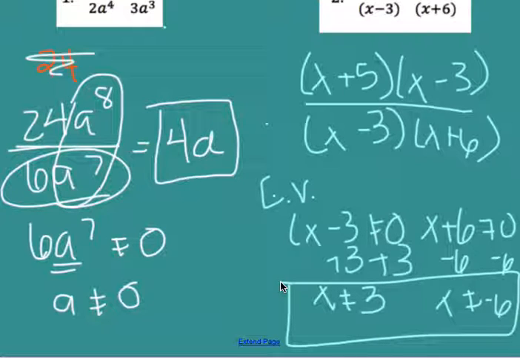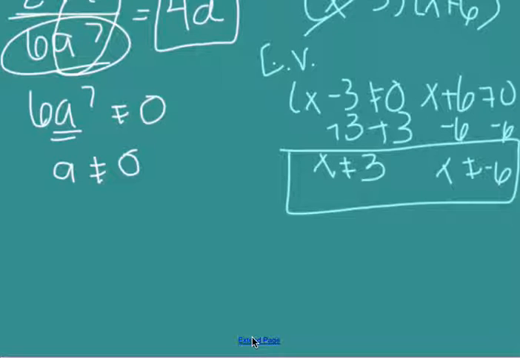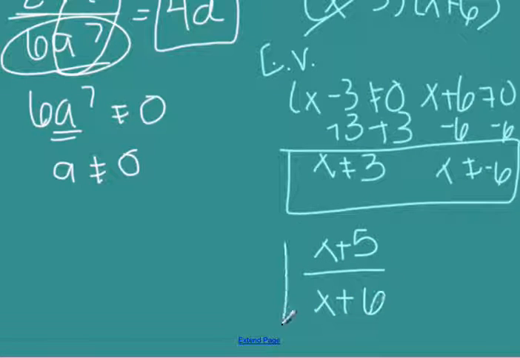Now I need to do my simplified rational expression. So I'm going to go ahead and cross off those two factors of x minus 3. Then left on top, I'm going to have x plus 5, and left on the bottom, I'm going to have x plus 6. So this is my simplified rational expression.